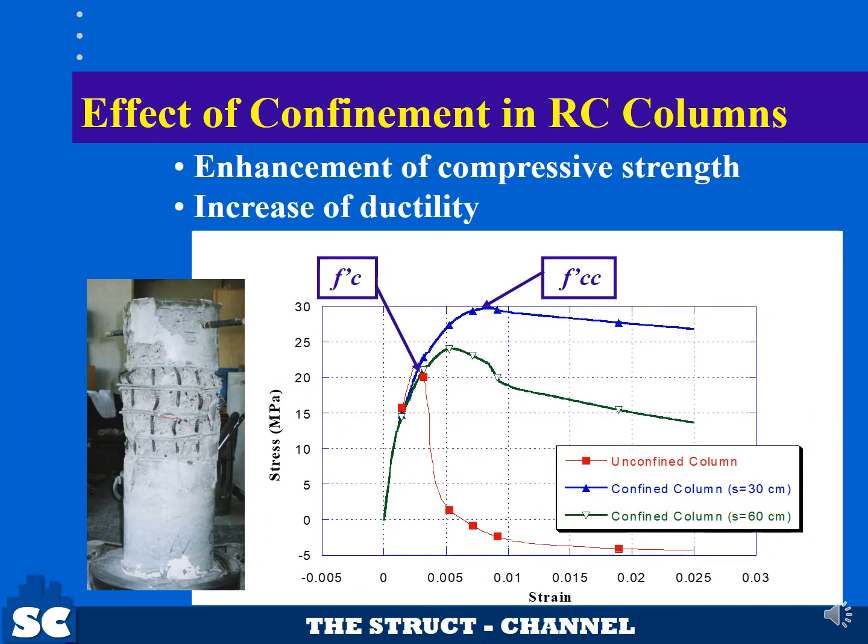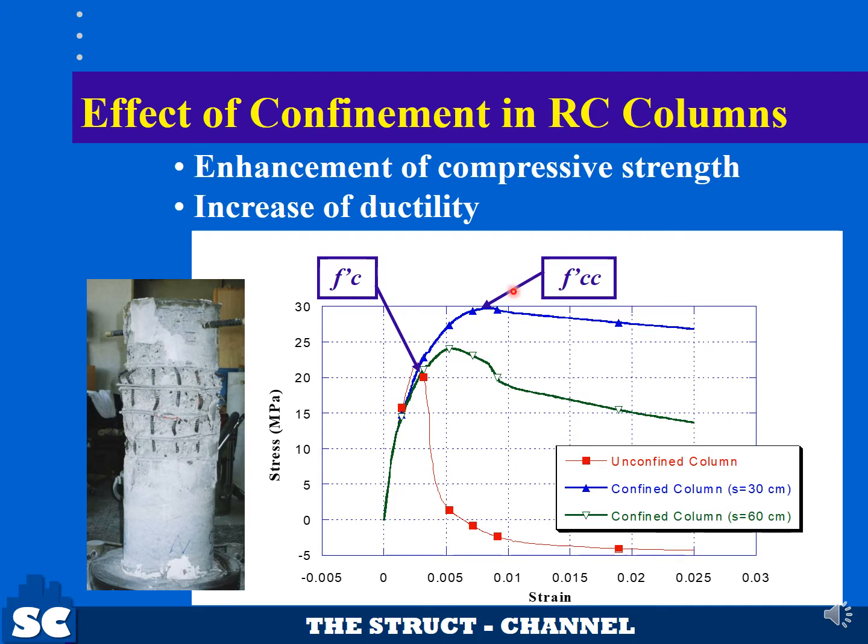What is the effect of confinement in RC columns? The effect of confinement is an increase in compressive strength of the column as shown in the figure. Columns with more ties, that is, smaller spacing, have larger confined strength.